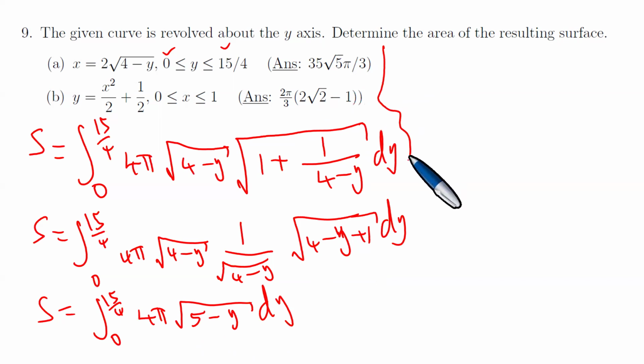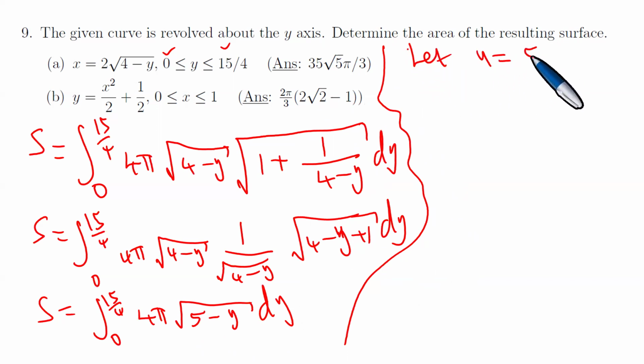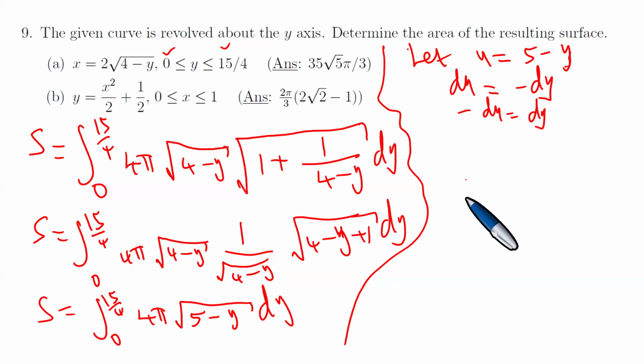So now we have this, and we just need to find the integral of this, so we can quickly get it. So you let u be, for instance, 5 minus y, like that. du becomes minus dy, or you can say minus du equals dy. So that we have the integral from 0 to 15 over 4.